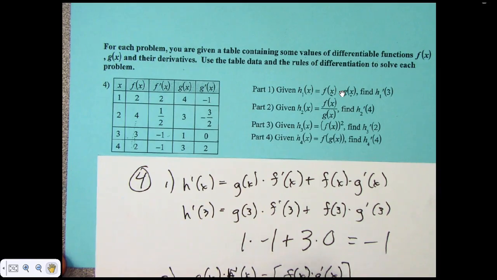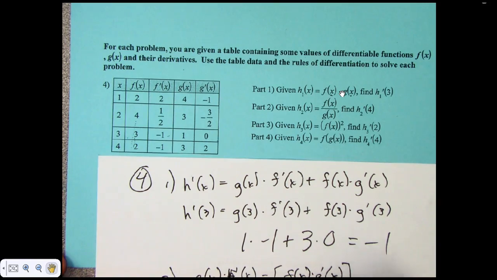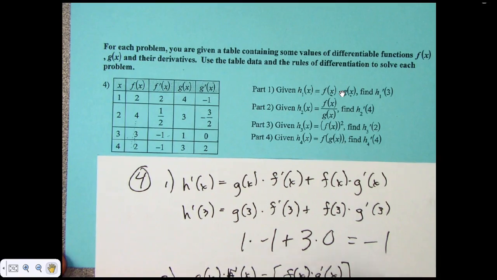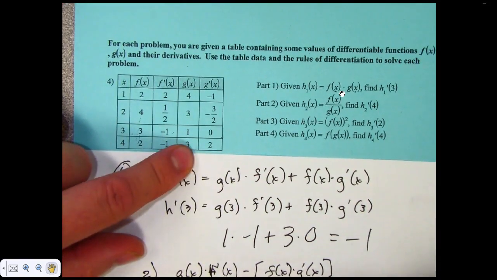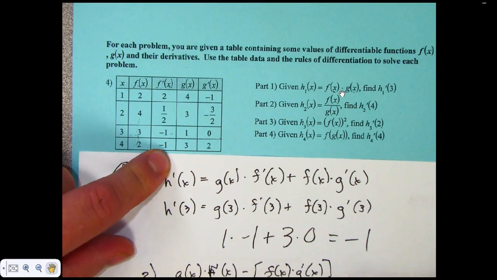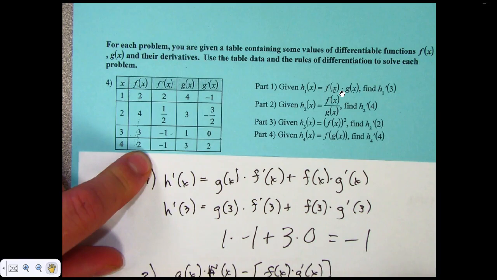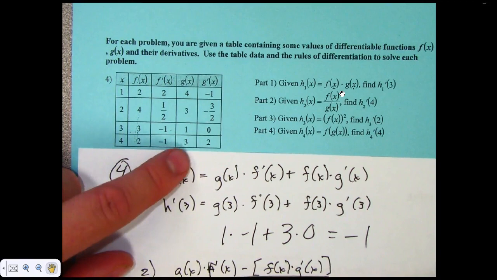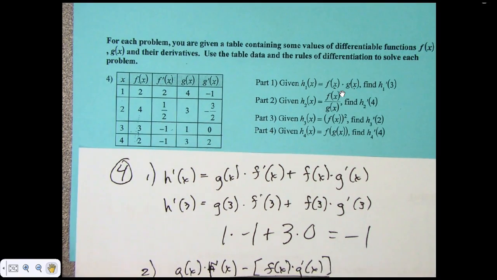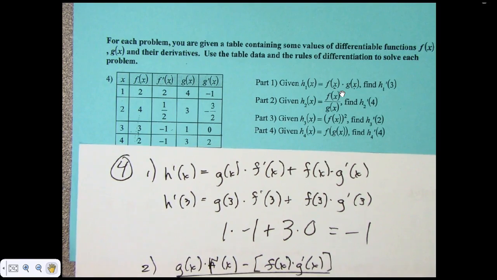So then we're plugging in 4. So g of 4 times f prime of 4 minus f of 4 times g prime of 4, all over g of 4 squared. And we find the numbers. So g of 4 is going to be 3. f prime of 4 is negative 1. Minus f of 4 is 2. g prime of 4 is 2. All over g of 4, which is 3 squared. And then that will give me negative 7 over 9.